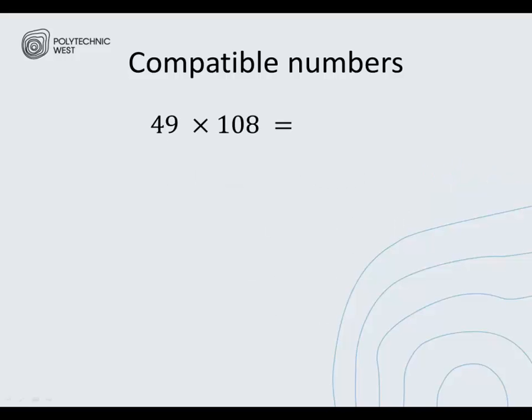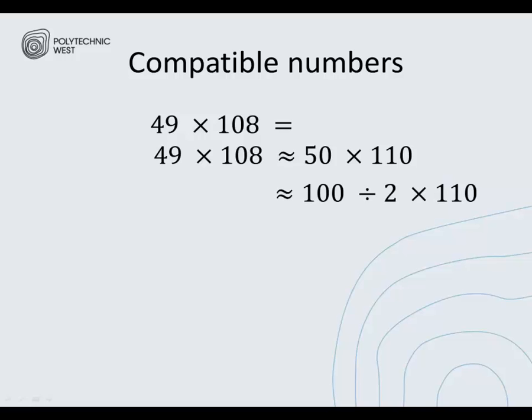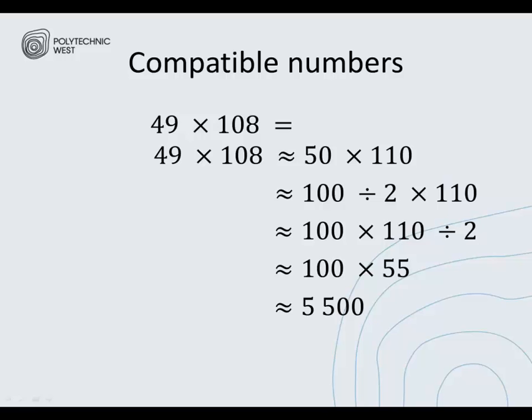Let's do another one. 49 times 108. What I'll do is substitute in 50 and 110. They look like easier numbers to deal with. Now, 50 is actually 100 divided by 2. 100's easy to deal with. I like multiplying by 100. Rearrange that a little bit. 110's a little bit unpleasant, so I'll make that simpler by saying 110 divided by 2, which is 55. So I've got 100 times 55, 5,500. So 49 times 108 is roughly 5,500.